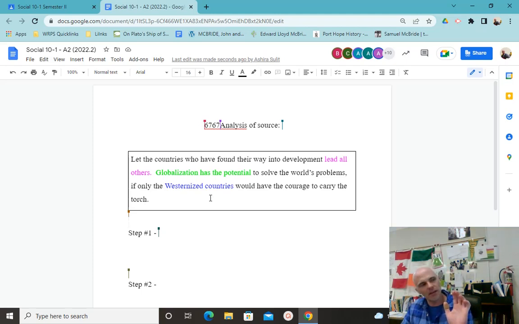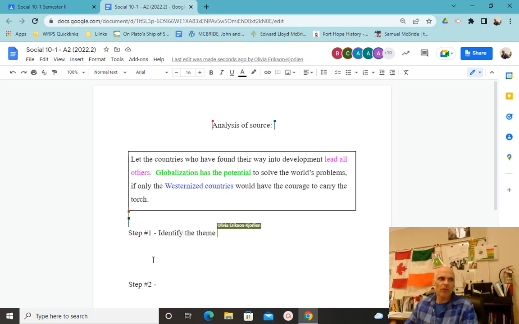So somebody could type in, step one, identify the theme. Who wants to be our somebody? Down here where it says step one, identify the theme. Thank you. So first step, we need to always identify the theme. So if we're writing this up, our first sentence in our analysis might be, the source provided gives us a look into the theme of, and then blank, right? The source provided gives us a window or a look into the theme of something. What is the theme of this source?